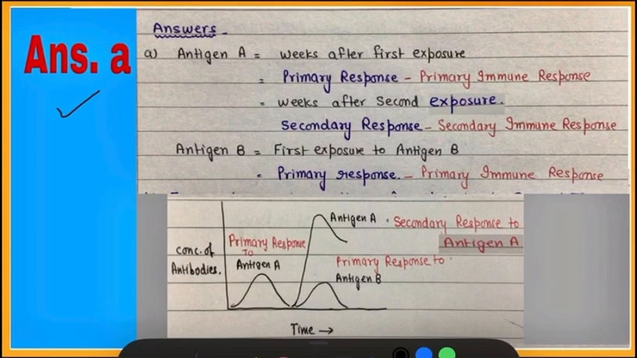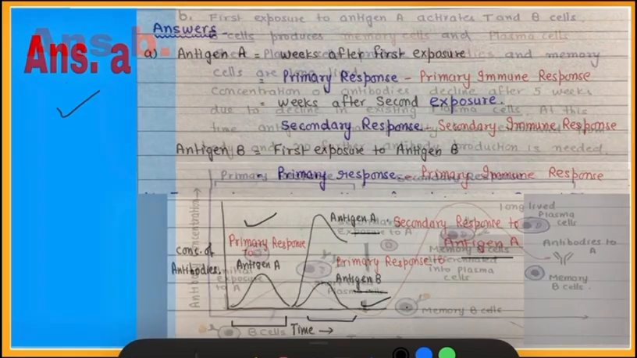First, answer of part A, types of immune responses to antigen A and antigen B. Weeks after first exposure to antigen A, this is showing primary immune response to antigen A, while weeks after second exposure to antigen A, this is showing secondary immune response to antigen A. First exposure to antigen B, this is showing primary immune response to antigen B.